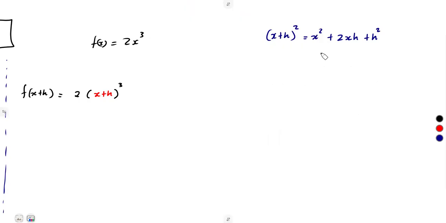Some of you guys, even for x plus h cubed, you can also expand it, because remember, a plus b cubed is equal to a cubed plus 3a squared b plus 3ab squared plus b cubed. It's just like an identity. These are identities under algebra that each and every one of you must know or memorize.